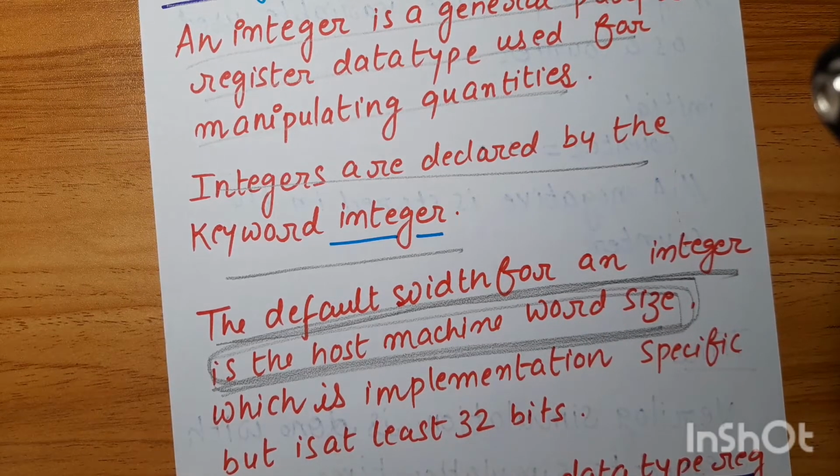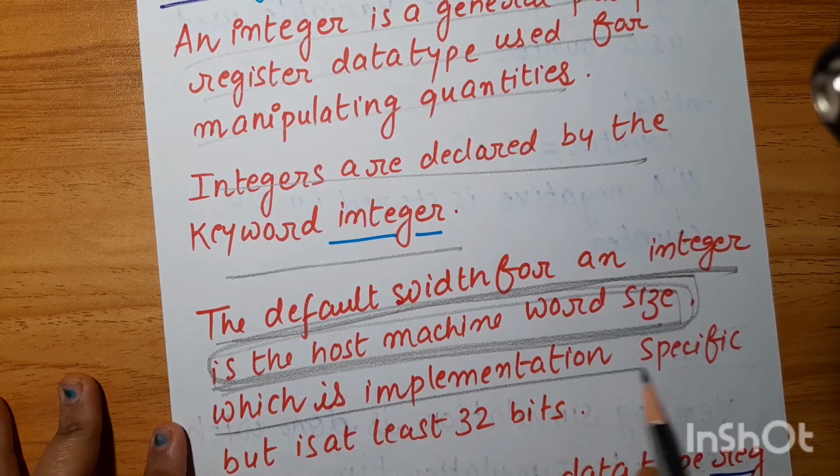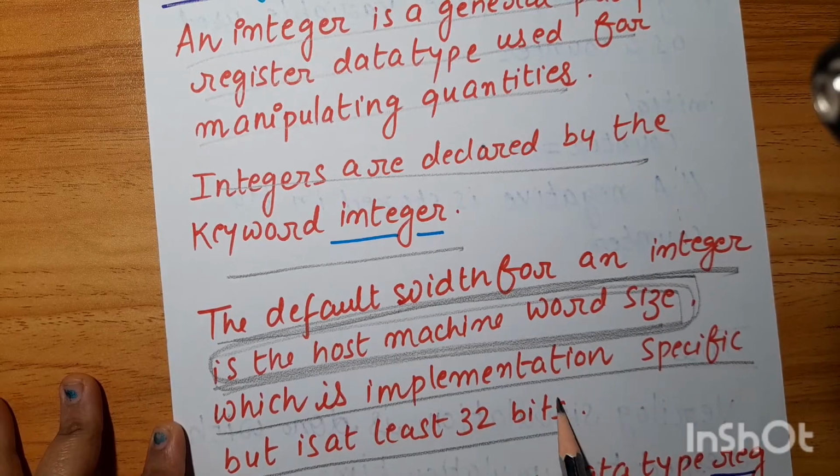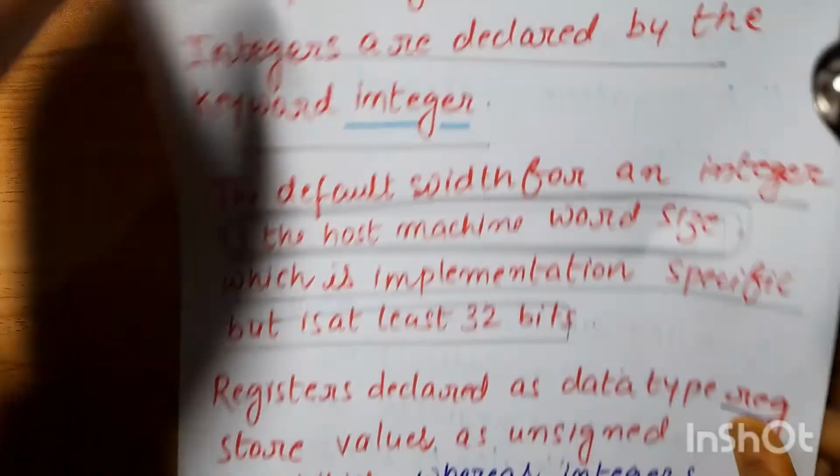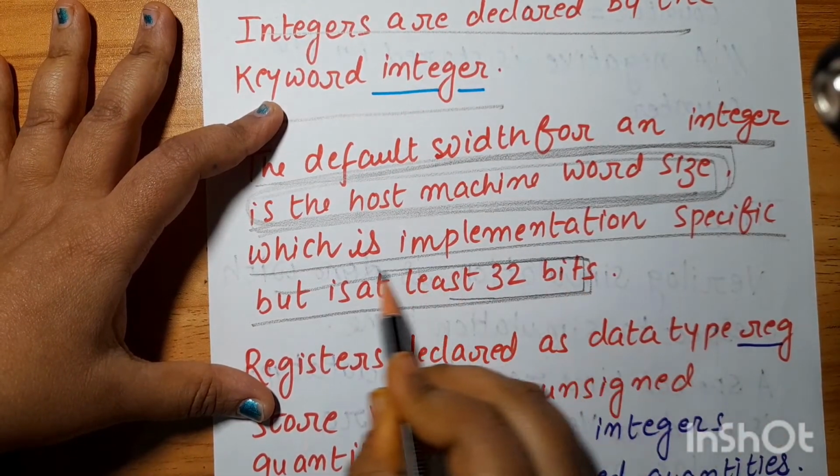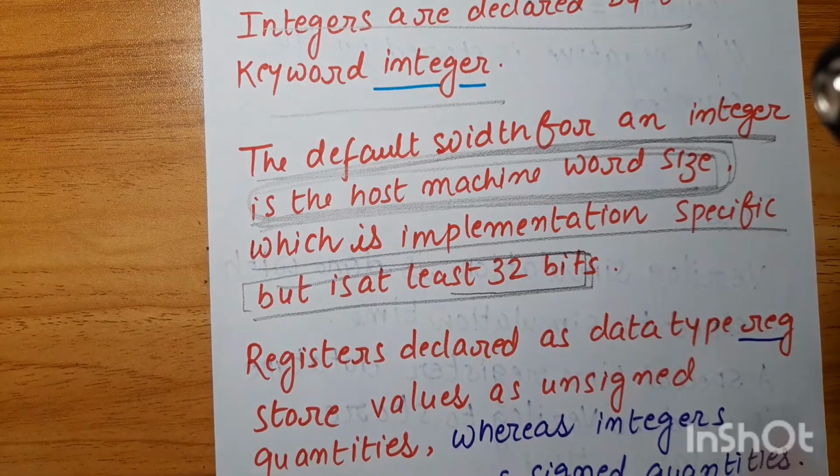What is the default width? That is 32-bit or 64-bit, which is implementation specific, and it is at least 32-bit. At least means it can be minimum 32-bit. It can be more than that, like the 64-bit machine.